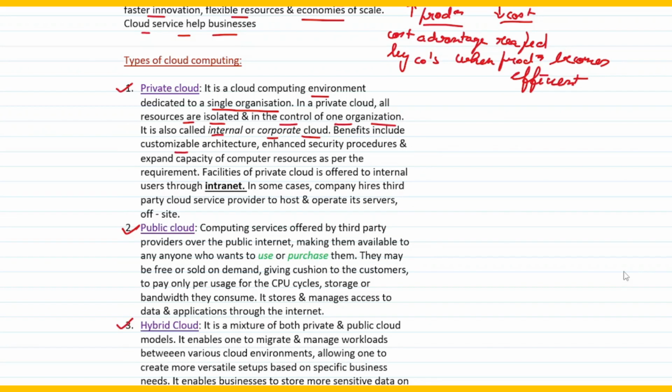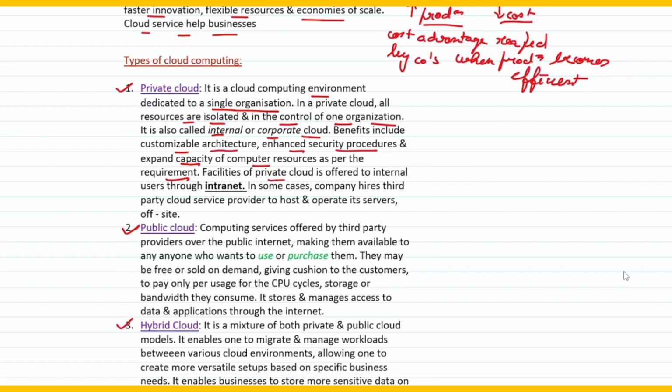Benefits include customizable architecture. So basically the organization can customize the architecture as per its needs and requirements. Enhanced security procedures. Now obviously when it is very company specific, they will have some data which is very sensitive in nature, so they will have enhanced security procedures for that, and expand capacity of computer resources as per the requirement. So whatever requirement they have for expanding the capacity, the company can do itself, right? So basically what are the benefits of private cloud? It is customizable architecture, enhanced security procedures and expanded capacity of computer resources as per the requirement.